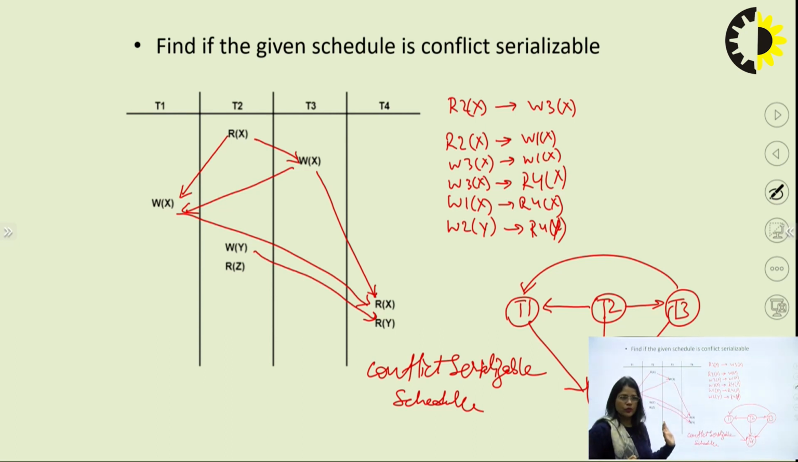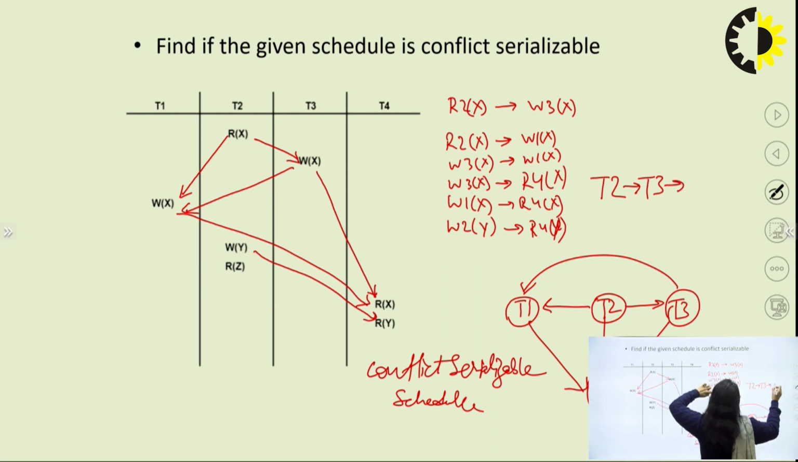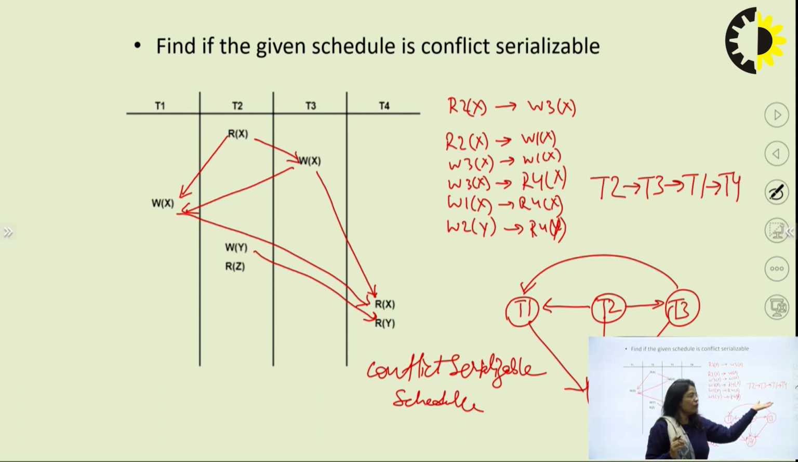So we have reduced this. Now we need to make the ordering in which the serial schedule will appear to us. We can see that T2 is coming first, then T3, then T1. What is remaining? T4. So this is the ordering of the transactions which will appear in case we make the serial schedule. What we have checked here is that the given schedule is conflict serializable and we can make the serial schedule in this order. So both of the things we have reduced here.